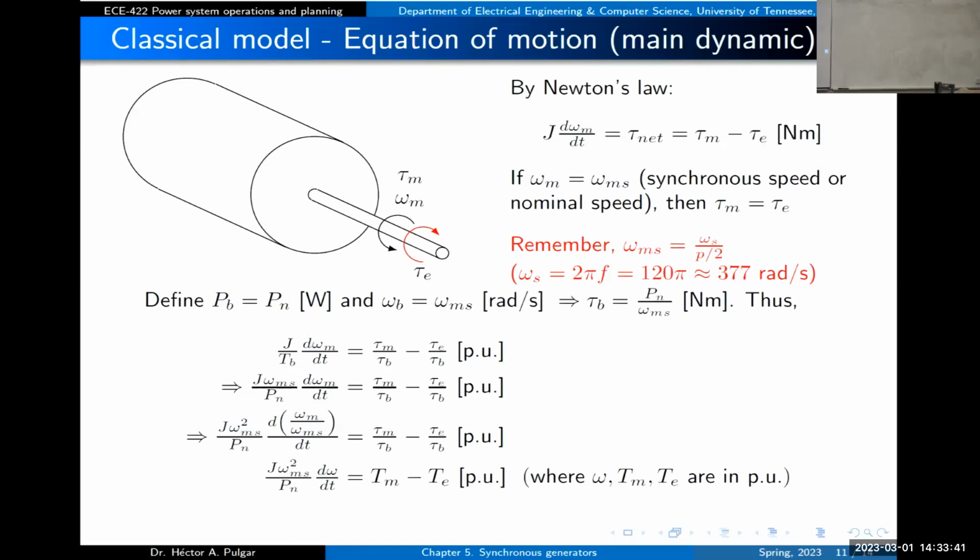Flux squared. What is the energy in an inductor? One over 2 L current squared. This is flux again, squared. You have a constant of inertia, right? So this is pretty similar to the kinetic energy stored in that mass rotating at that nominal speed.